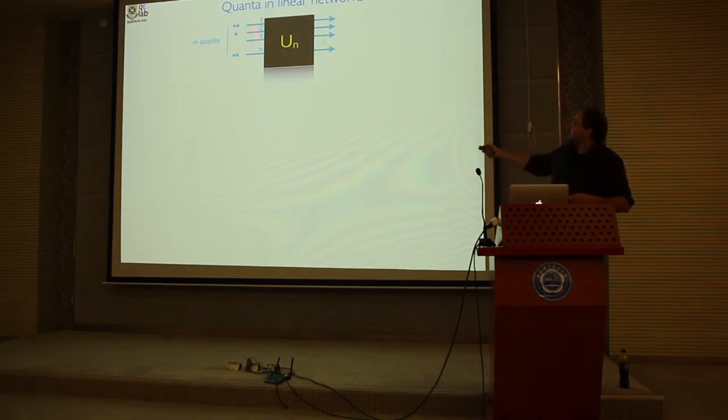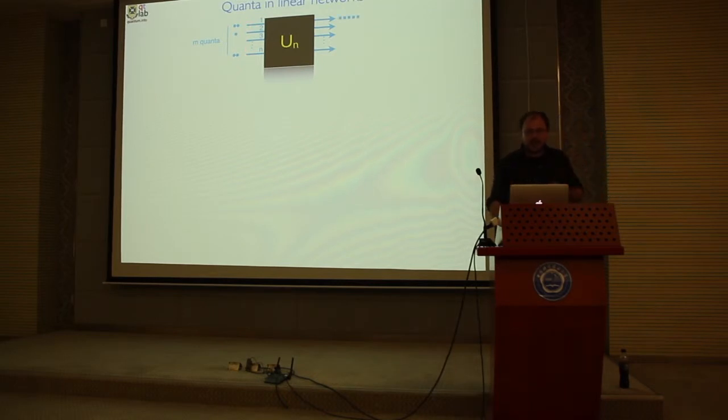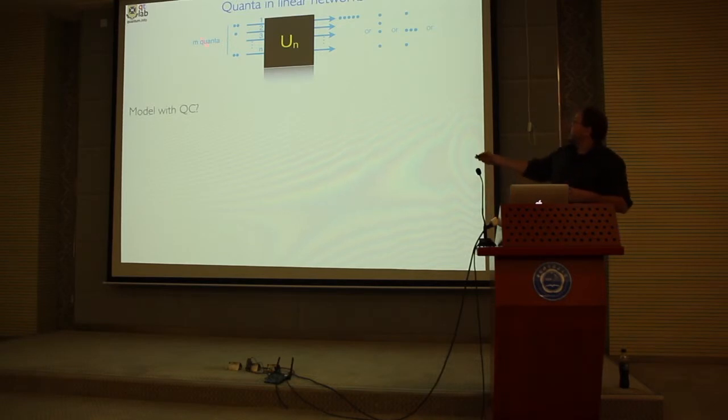Here's the idea. I have some unitary network. I'm going to send in m quanta over n modes. And I'm just going to ask, what happens? Do I get things out that look like that, or like this, or maybe bunched a little bit at the middle, or whatever? Your first instinct might be, well, I can model that with a quantum computer. I've got m quanta in n modes.